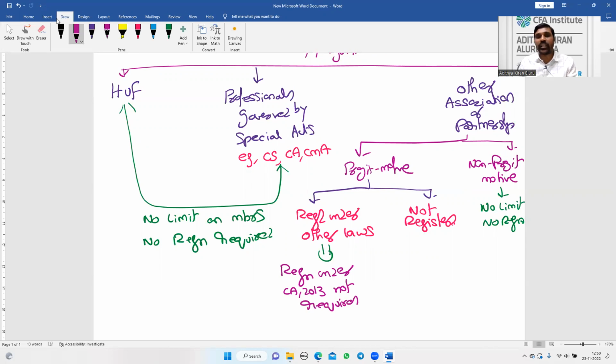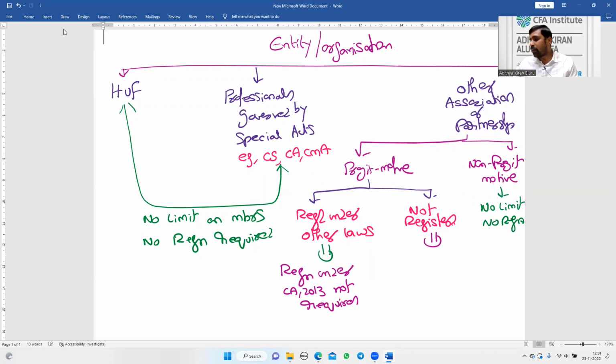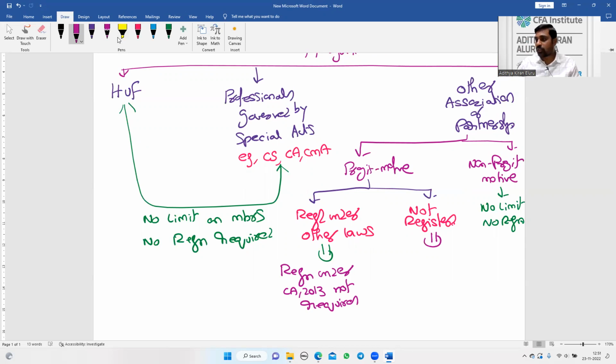If not registered anywhere else, so it is not a HUF, it is not a partnership of professionals governed by special act, some other entity. In that entity also, non-profit motive, no limit, no registration. Within the profit motive, check whether it is registered under other laws or not. If it is not registered anywhere, then registration is mandatory under Companies Act.